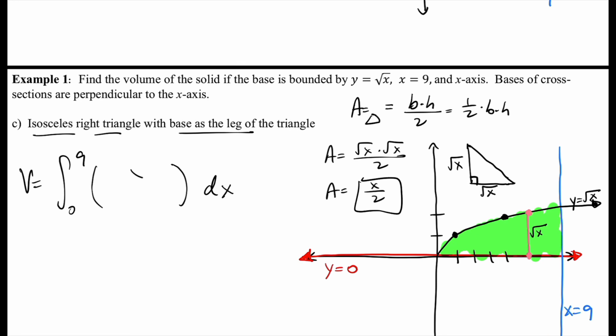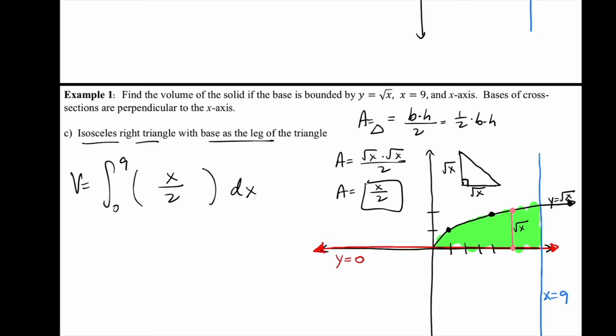Okay, put that guy in here. You can do the rest to figure out the volume. Like I said, if it's a calculator, plug it in. If it's not, just find the antiderivative, which would be x squared over 4, 1/4 x squared, and then plug in 9, plug in 0, you got your answer.